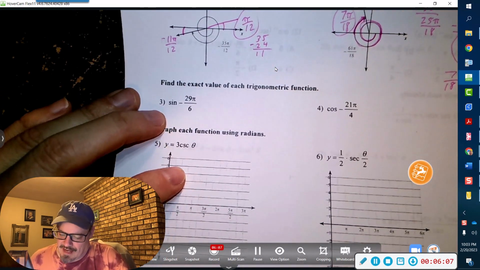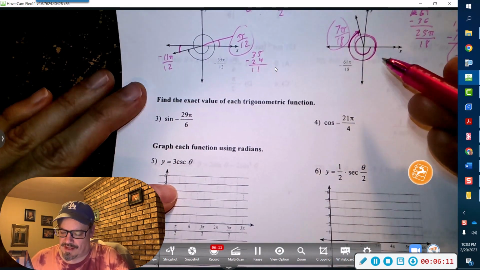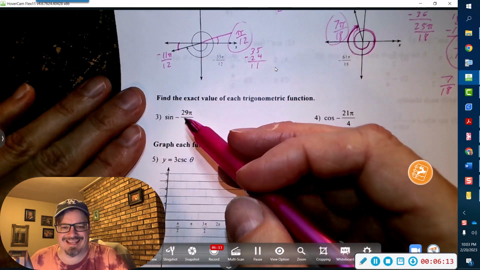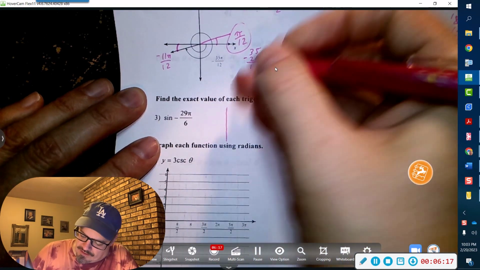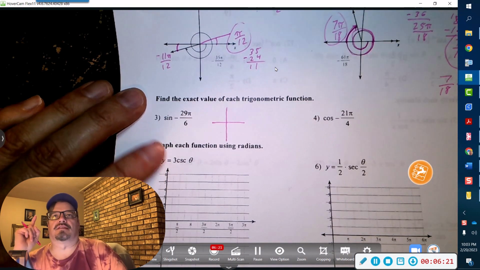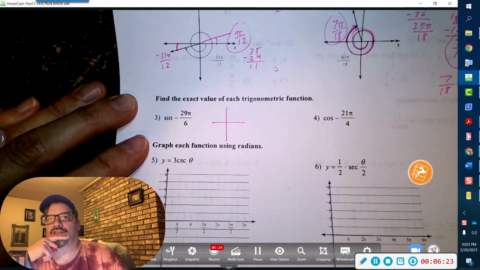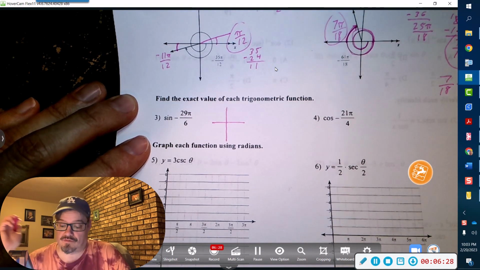Okay, find the exact value of each trigonometric function. So we've got to figure out where this is on the unit circle. Now I know it's a pi over 6. Now the sine of the pi over 6 family is always going to be 1/2.